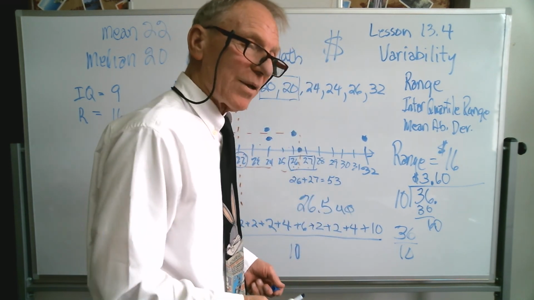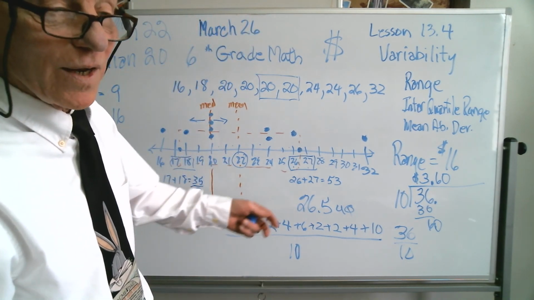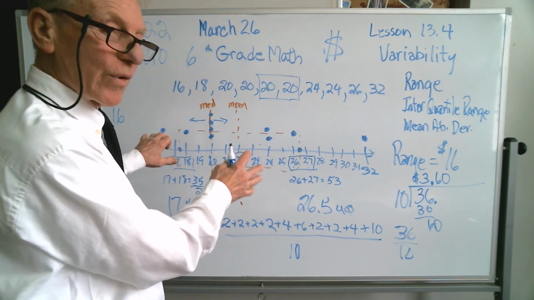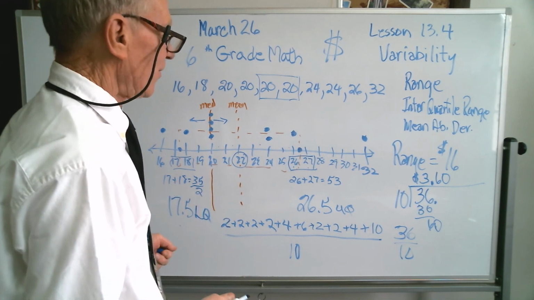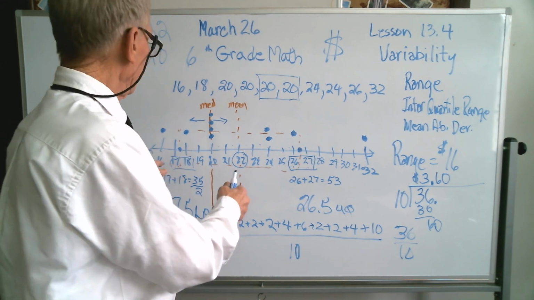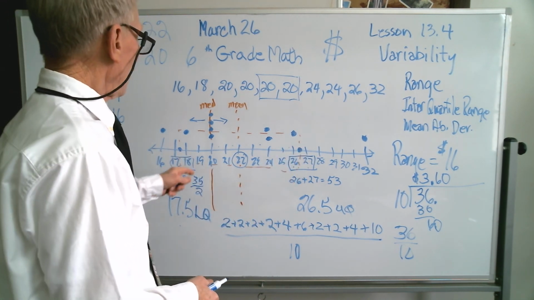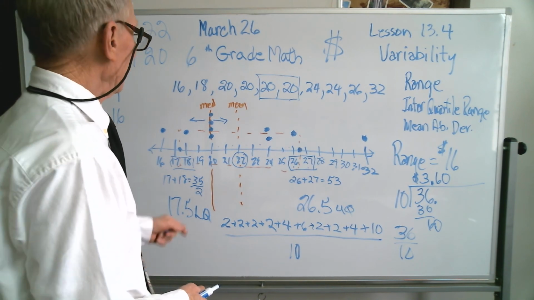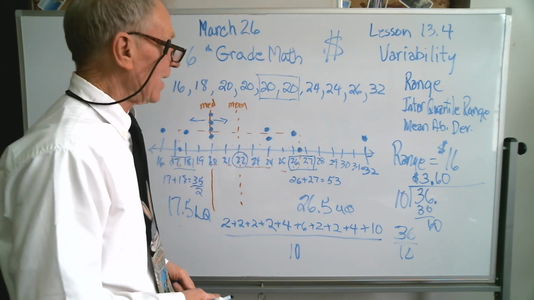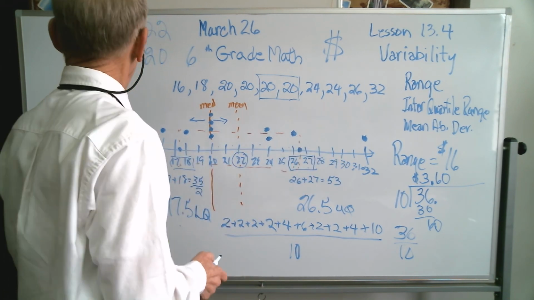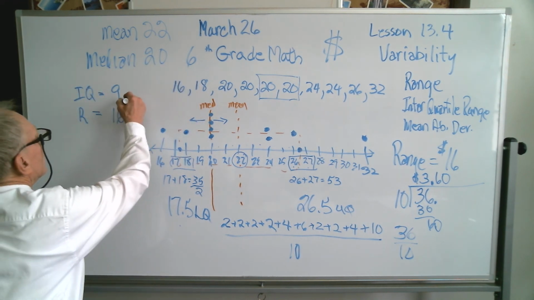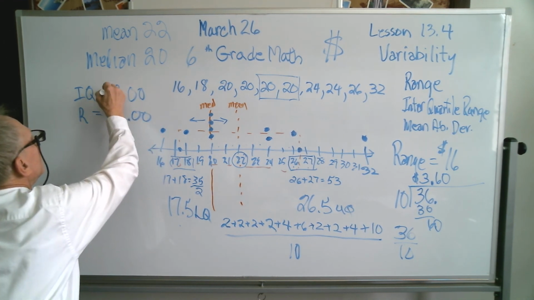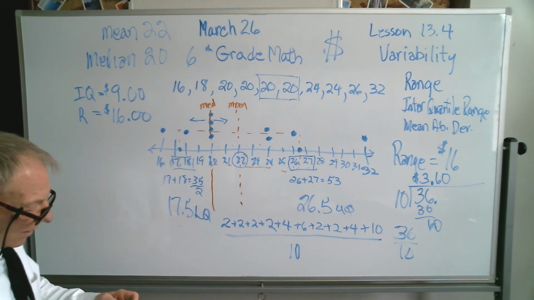$3.60. So in that problem, we determined, I mean, look at this board. What have you got? I'm sure you're pulling your hair out. But if you just go through it systematically, like I just did here, you'll get the answer. We determined that the range between 16 and 32 is 16. And the interquartile range between 26.5 and 17.5 is 9. And then by counting off the deviations in our data set, we discovered that the deviation is 360. So these numbers then, put in your decimal point, because we're going to turn it into money. So we've got $9, $16, and $3.60.